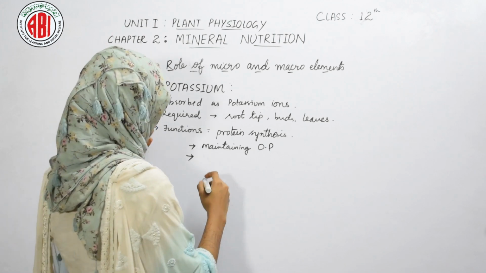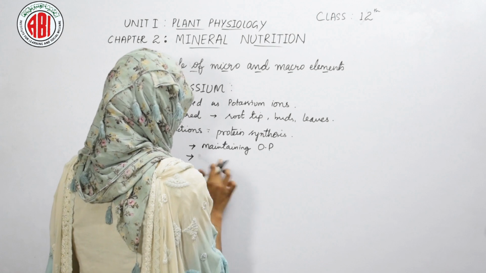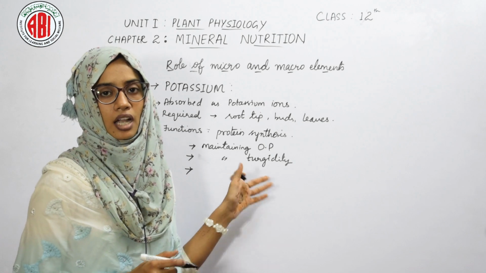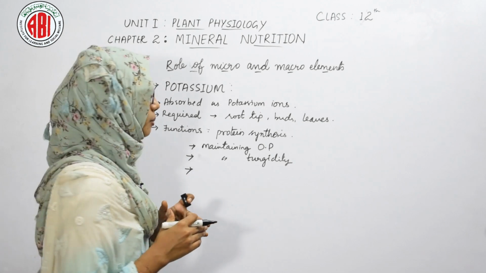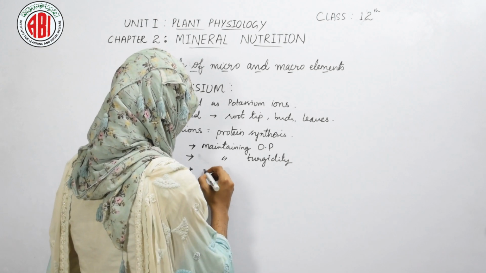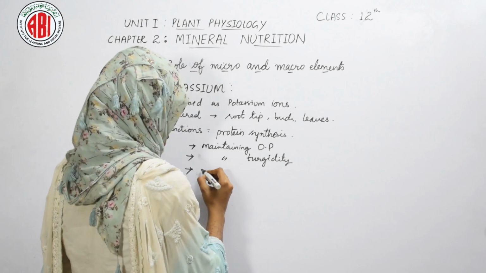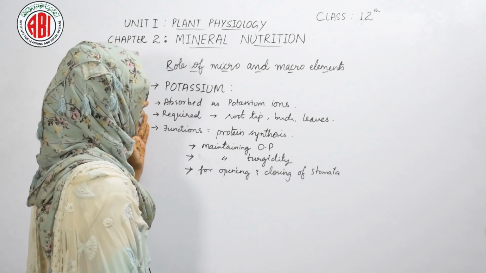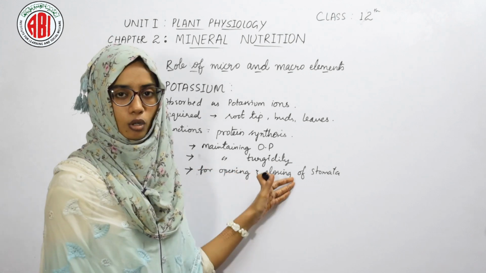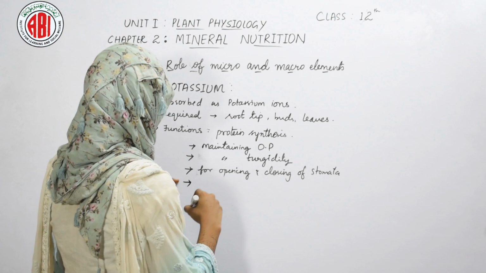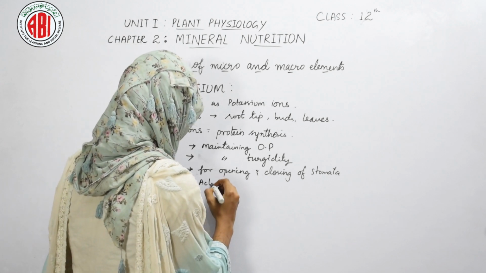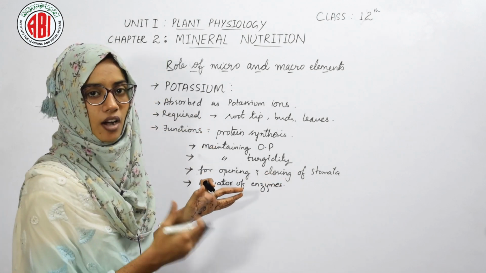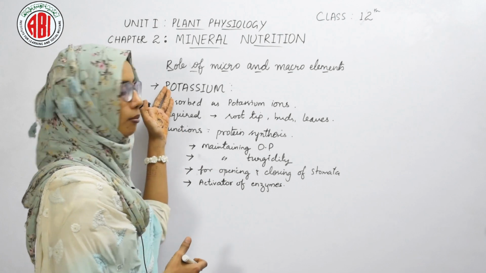The next function of potassium is it helps in maintaining the turgidity of the cells. As the potassium ions maintain the turgidity, they prevent the rupturing or the bursting of the cell. The next function of potassium is that it is essential for opening and closing of stomata. The concentration of potassium regulates the opening and closing of the stomata. And the last function of potassium is it acts as the activator of certain enzymes. So these are certain functions which are carried out by the element potassium.